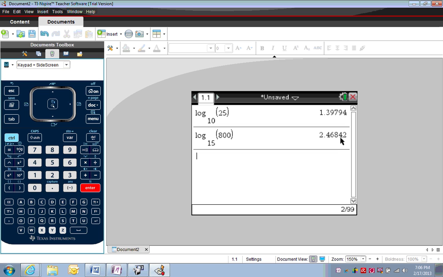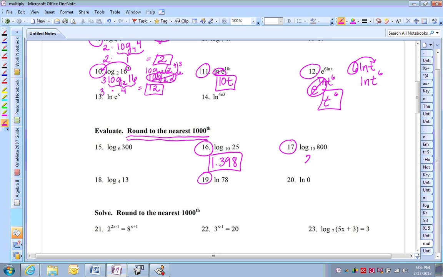So I look at the 4th number out and it's a 4, so it's less than 5. So I can leave my 3rd decimal place as an 8. I don't need to round it up. So my answer to number 17 is 2.468.